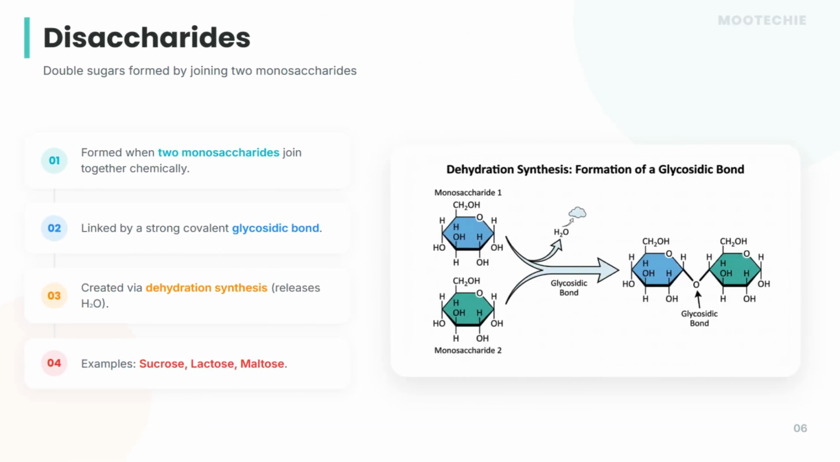Now let's explore disaccharides. These are formed when two monosaccharide units join together through a special chemical link called a glycosidic bond. This is a classic example of a dehydration synthesis reaction, where a molecule of water is removed to form that new bond. Some common examples you'll encounter every day are sucrose, which is our common table sugar, and lactose, the sugar found in milk.